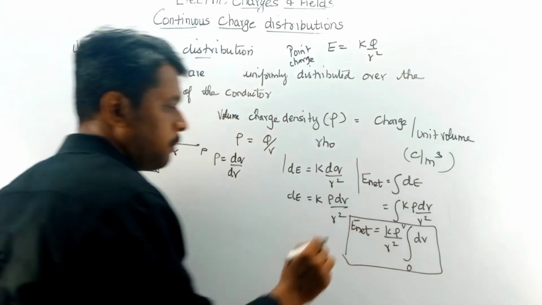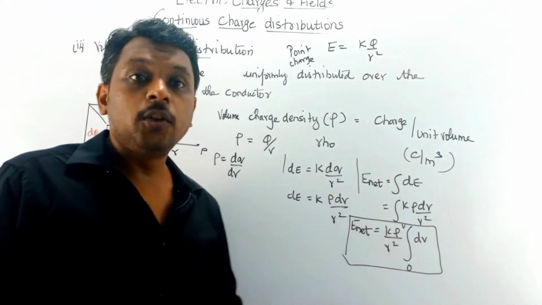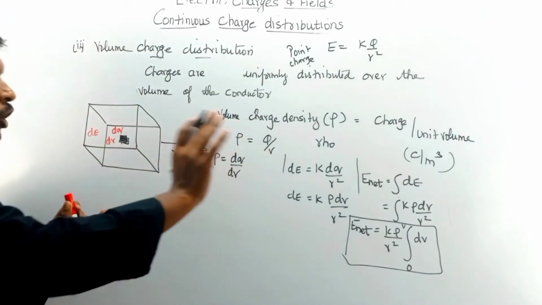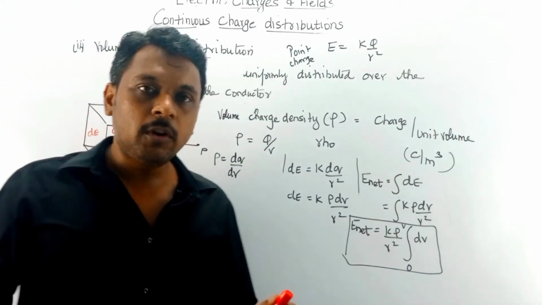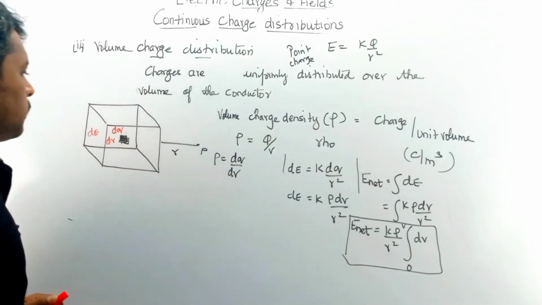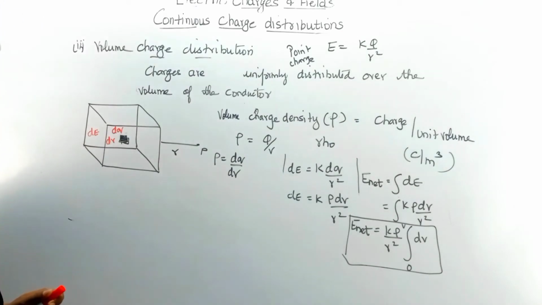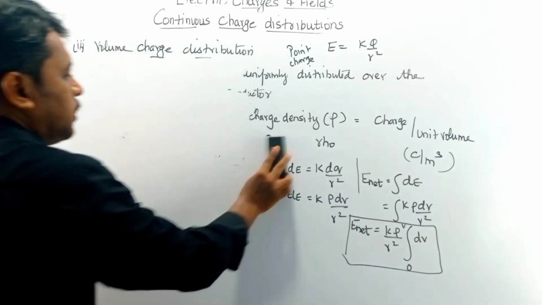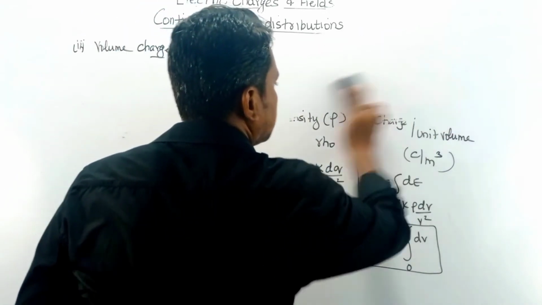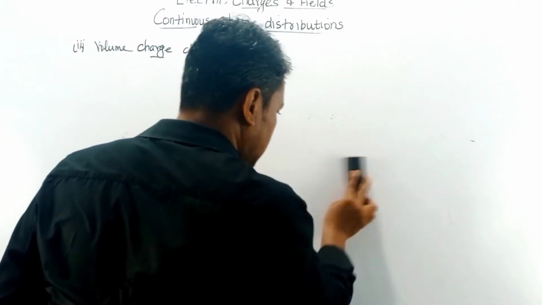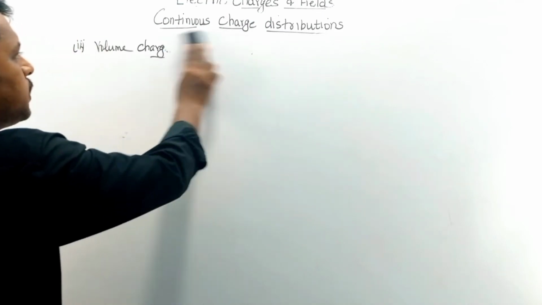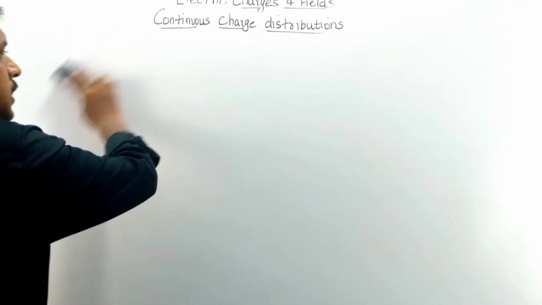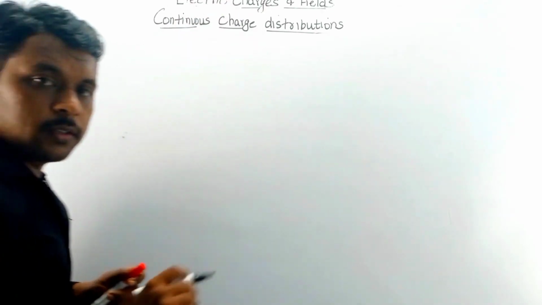This is the net representation, the net value of the electric field due to a volume charge distribution. Now we will see some examples with respect to linear charge distribution. Here I will discuss two examples of linear charge distribution arrangements.